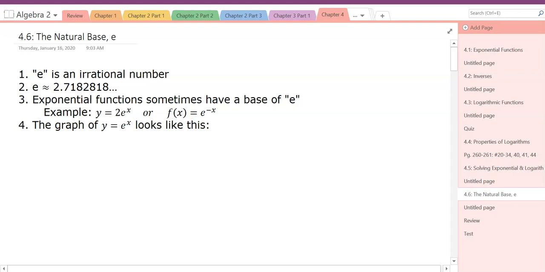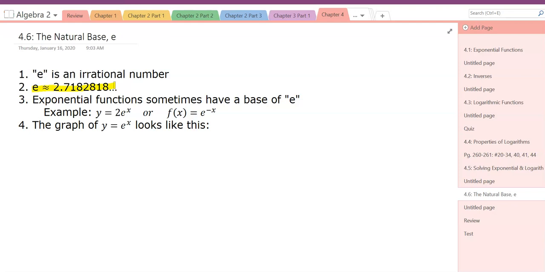So for this section, I'm going to be talking about the natural base e, which kind of plays into these exponential functions that we've been working with so far in this chapter. So e is considered to be an irrational number, and this is the approximate value of e right here. So remember, irrational numbers means that they're decimals, but they have no pattern to them. They have no repetition. Another famous irrational number is pi.